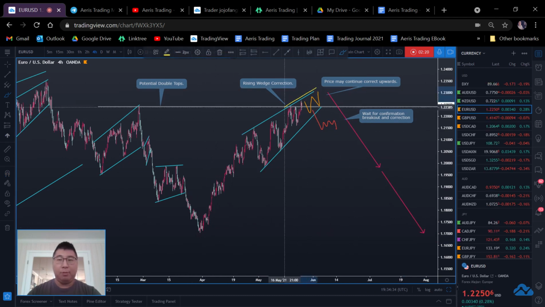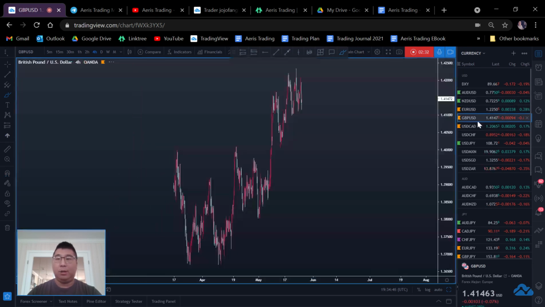But first things first, right? We want to wait for this correction to be over, and that's the first confirmation. Second confirmation is the impulsive breakout, and third confirmation, lower time frame continuation to push the price lower. So let's take a look at other dollar pairs.